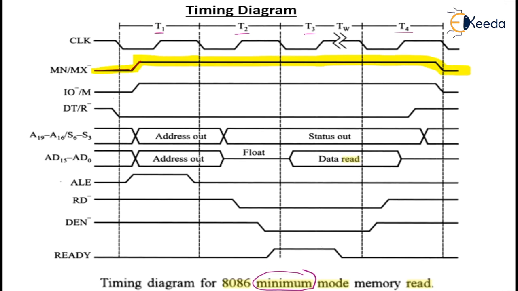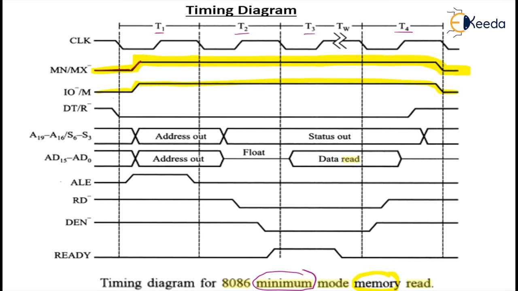Next, IO or memory: which operation are we performing? A memory operation. For IO bar by M, memory means we have to put it high. Next, whether we are transmitting or receiving data, please tell me. We are performing a read.